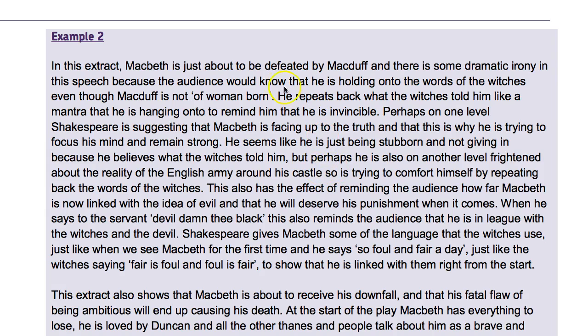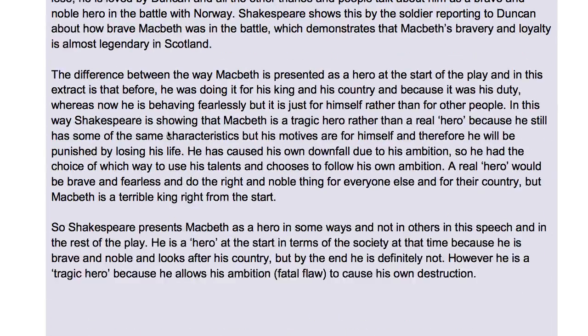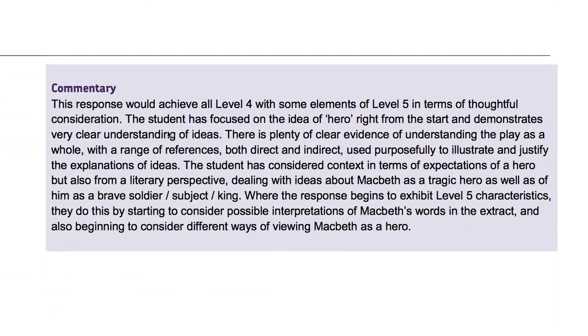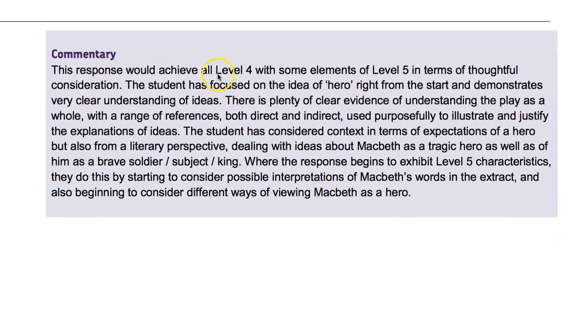And finally, look out for my next video in this series where I will be looking at the examiner's answer. It's not quite a model answer, but it's not that long. You will see from the commentary that it is a level 4 with some elements of level 5. So I'll take you through that answer and show you how to get level 6. Good luck in the exam.